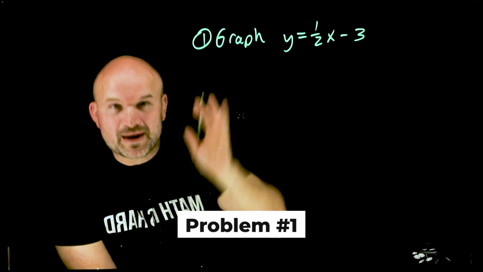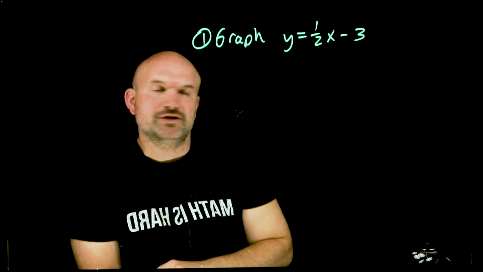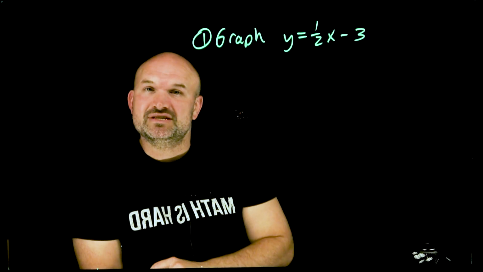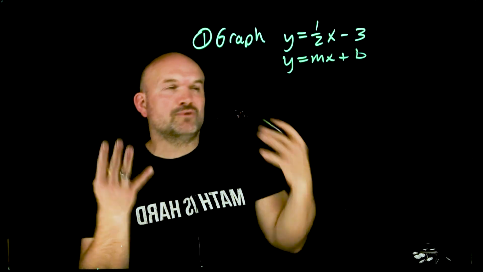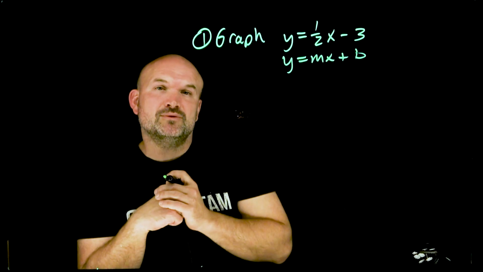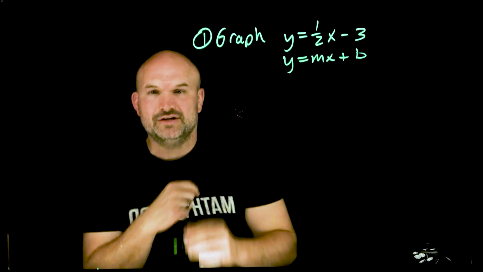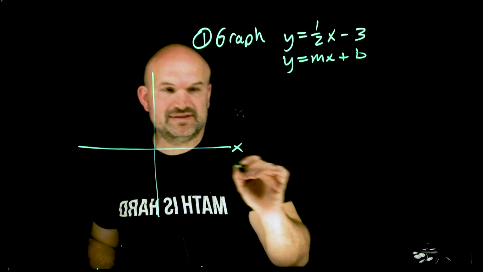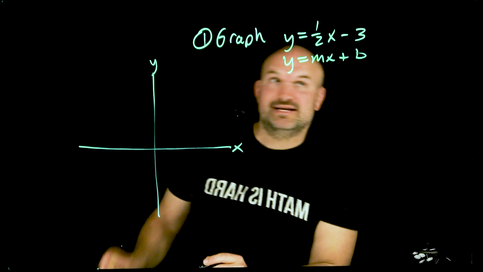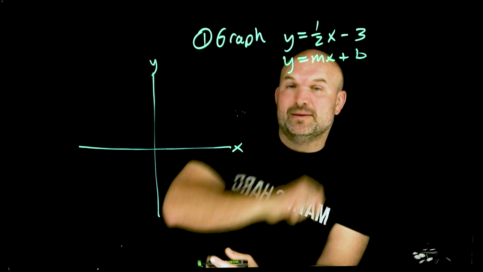All right, so the first problem is a linear equation that we need to go ahead and graph. And you can see this is going to be in the slope-intercept form. Now, remember, when we are graphing linear equations, we need to make sure we understand what exactly is the y-intercept. That is where the graph is going to cross the y-axis. So we have the x-axis here, and we have the y-axis there. So in this case, you can see b represents a -3.